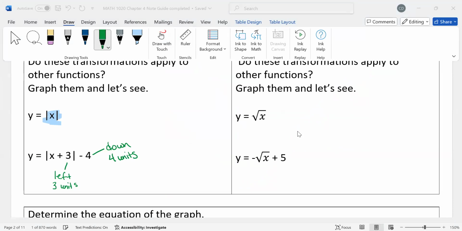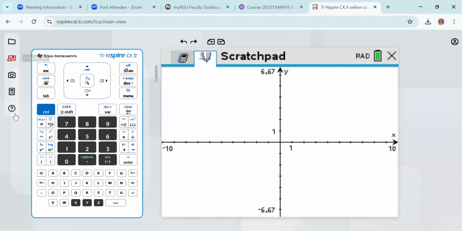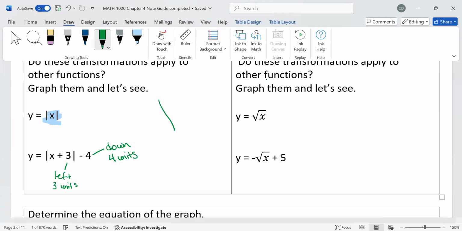All right, now we're going to do the square root of x. So menu, actions, and we want to delete all. Tab, and the square root is right above the x squared. So it's control x squared and x. That's the parent function, the original. I call it a sad curve. It is starting right here at the origin. Kind of falls to the right a little bit. So let's look at this. And then again, you can sketch these in if you want.